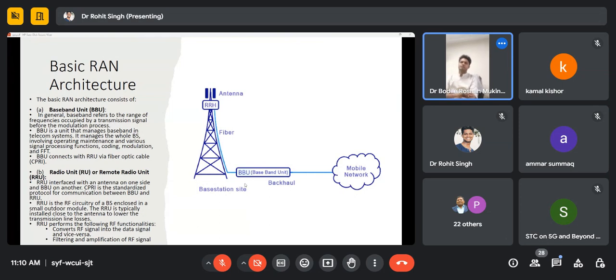Can anyone tell what the tasks of the baseband unit are? You can turn on your mic and answer.